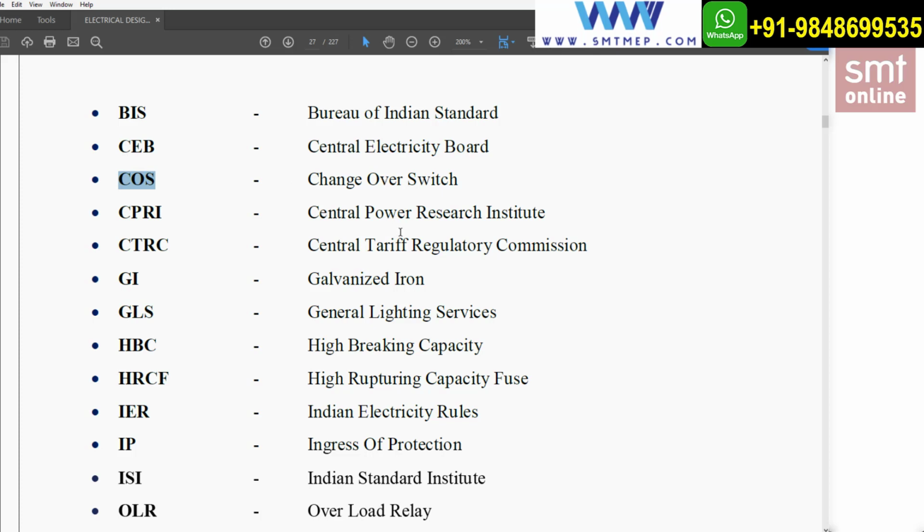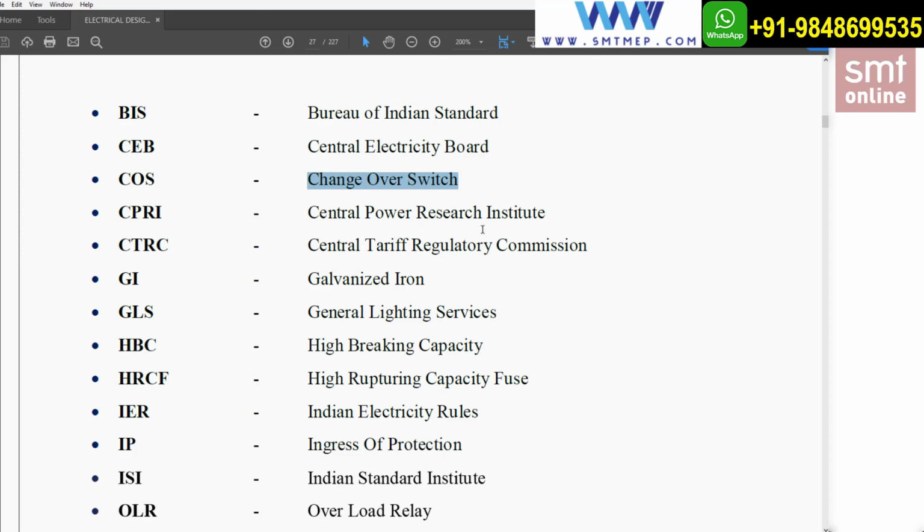Next, COS, change over switch. In the olden days, instead of an ATS panel, we used to go with a change over switch. In the olden days we used a change over switch, but now we go with the ATS panel, whenever you want to switch the load from one device to another, or from one source of supply to another source of supply.